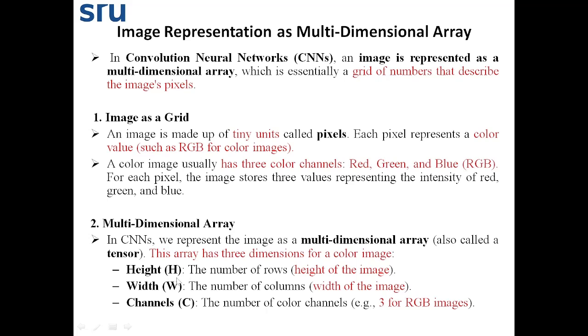Here height, number of rows represent height of the image. Width is denoted by W. Number of columns represent width of the image. Then channel C, the number of color channels, for example 3 for red, green, blue image. It is represented by channels.